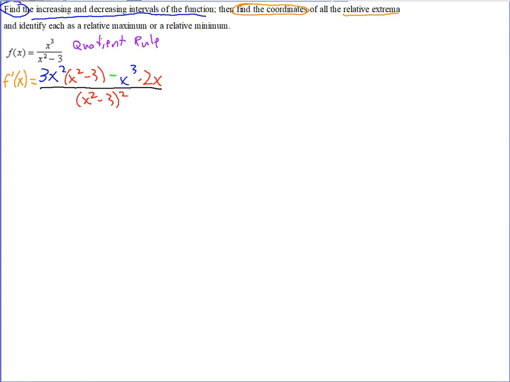Alright, now we can simplify this a bit. If we distribute out the 3x squared, it gives us 3x to the fourth minus 9x squared. Simplify this, that's minus 2x to the fourth. The denominator is already in a factored form, so that's probably easier to just leave the way it is, not squared out. So x squared minus 3, squared. Then we've got some like terms here. We've got 3x to the fourth minus 2x to the fourth. This gives you 1x to the fourth.